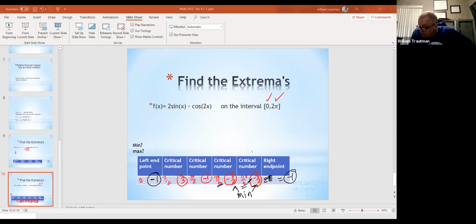Our maximum is 3. If you look at all these numbers, the highest number is 3. That is our maximum. At the critical number π/2, our maximum is 3. So once again, our maximum is at π/2, and the maximum is 3. Our minimum is at 7π/6 and 11π/6, and our minimum is negative 3 halves. And that is 4.1.